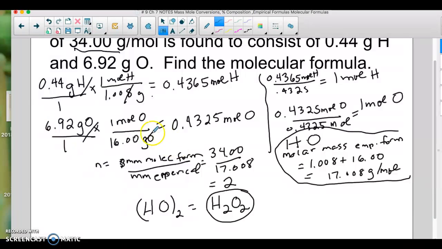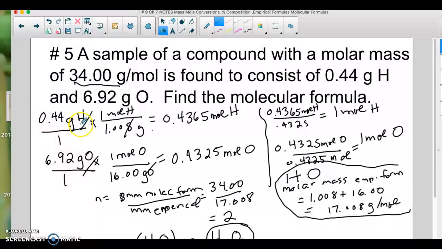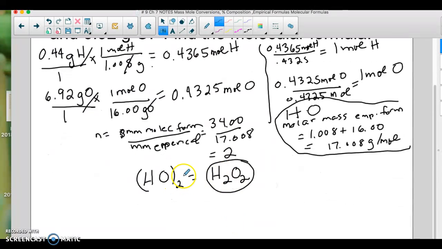To review, I took my grams. If I hadn't been given grams, I would have had percentages, assumed a 100 gram sample, calculated moles, and divided by the smallest moles so that I can figure out my empirical formula. Then figure out the molar mass of the empirical, and see how that compares to the molar mass of the real molecule or the molecular formula. Whatever I get here is how many times greater the molecular formula is compared to the empirical.